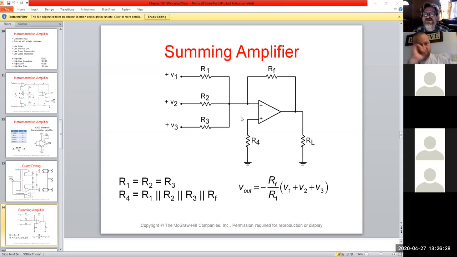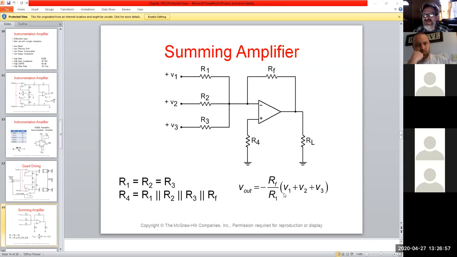And again, our rules don't change, so we have a virtual ground point here. What would our value of this guy be? If you notice, R4 is equal to him in parallel with all of these, depending on how many you would have. So in this case, we have 3. All 3 of those in parallel with him, and that would give us our value here.